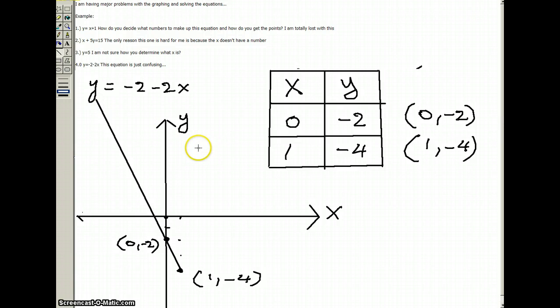Okay, x equals 0, I get y equals negative 2. This is the point 0, negative 2. x equals 1, y equals negative 4. So I start with x equals 1, then I go down 1, 2, 3, 4. That's 1, negative 4. I have 2 points now. I can plot, and I'm done. Here, let me join this one too. Okay, this would be the line y equals negative 2x minus 2, or negative 2 minus 2x. Good luck.